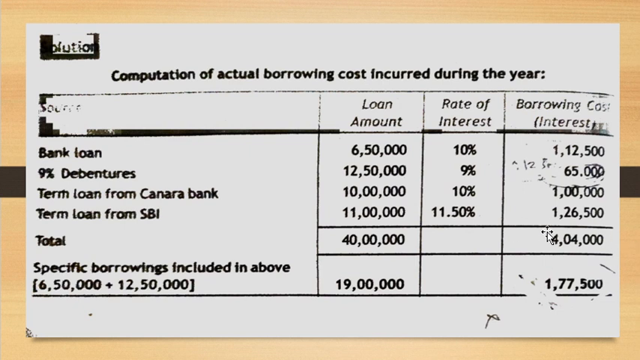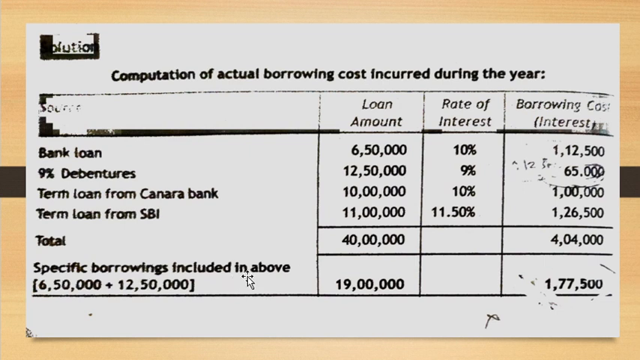So this is the interest, or the borrowing cost. Out of this you can capitalize only the specific borrowing cost. The specific borrowing cost is for a loan which is taken for the development of that particular asset. So what is the specific loan which you have taken? Bank loan. How much is the loan amount? 6,50,000 plus 12,50,000.